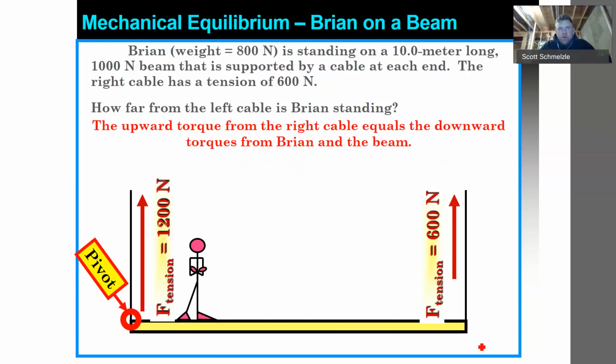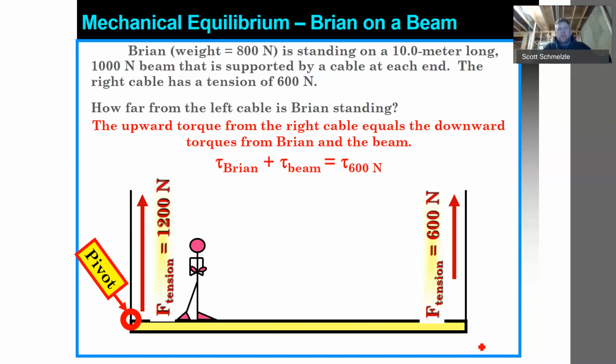The upward torque from the right cable should equal the downward torque, right? Because we're not getting any movement. So if this thing is truly stationary, then the upward torque, the upward twist, like this cable pulling this thing up and over the top, should equal Brian and the beam trying to pull this thing and twist this thing down. All right, so our torque down equals our torque up at this point.